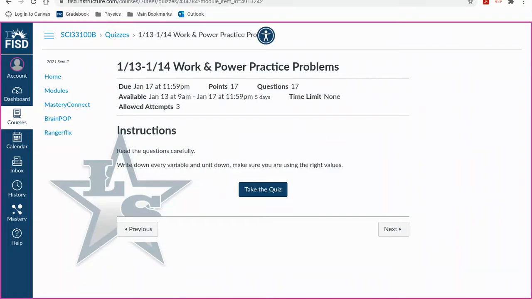Alright, welcome in. I'm going to go ahead and go over these problems with giving an explanation for the conceptual problems, as well as showing the math steps behind the mathematical problems. So let's get started.